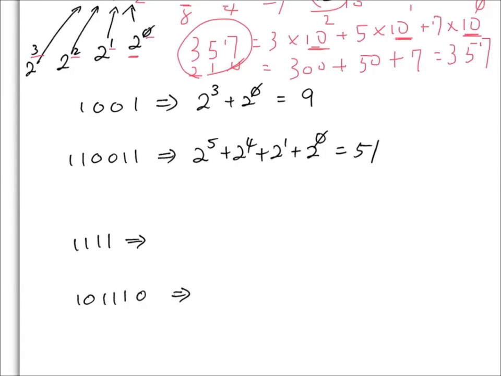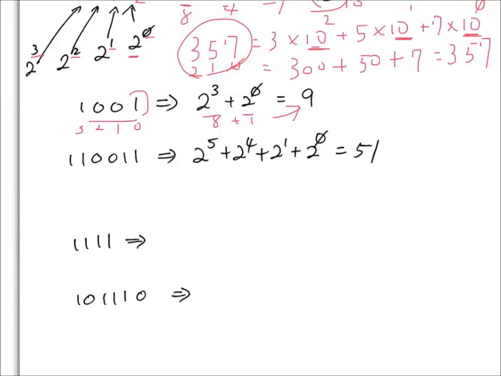Let's look at another example. How about 1001? What is it? Starting from 0, 1, 2, 3, that is 2 to the third power plus 2 to the 0th power, which is 1. So 8 plus 1, that will be 9. How about the next one?